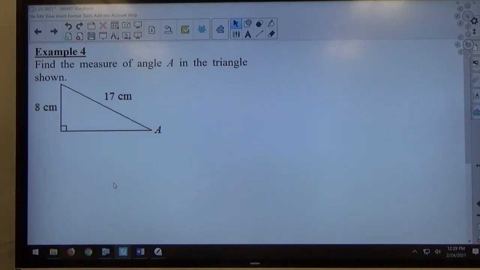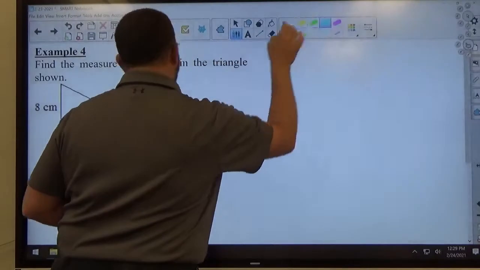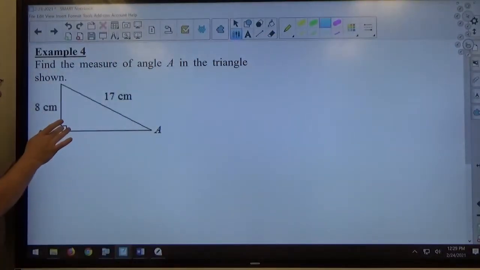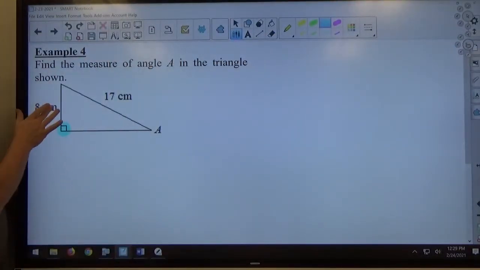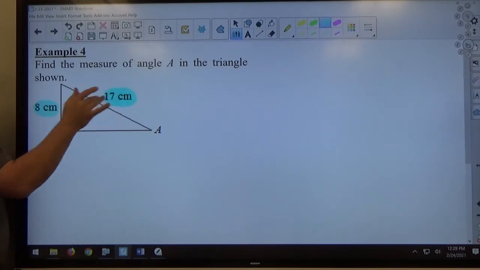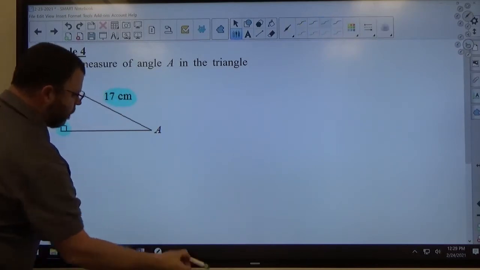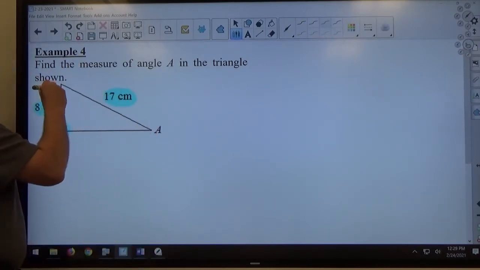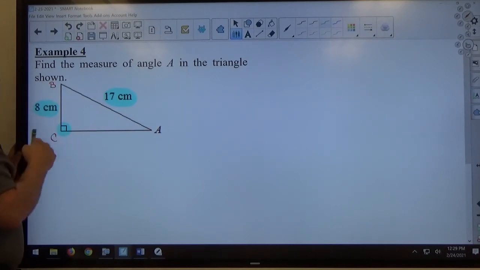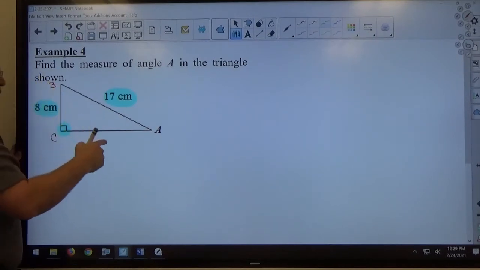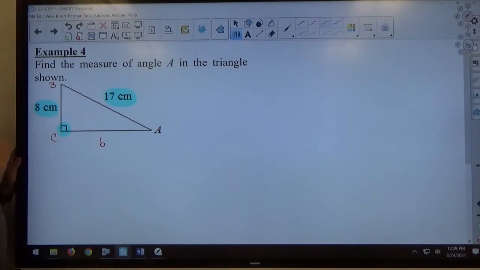Okay, example 4. Find the measure of angle A in the triangle shown. If I start taking inventory here, I've got my right angle here. I know a side, and I know a side. So if that's angle A, I'm going to call this angle B. I'm going to call this angle C. If this is angle B, if I go across the triangle, this is side B. That's typically how math books at this level arrange things.